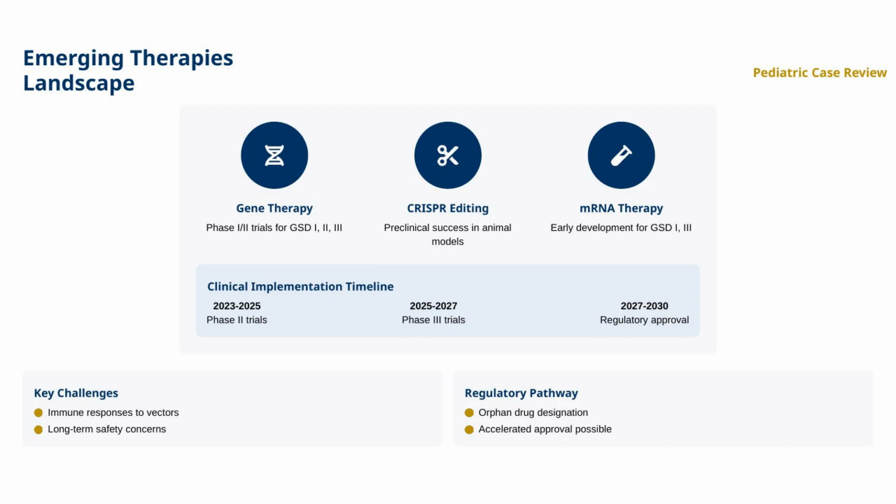The clinical implementation timeline suggests phase 2 trials from 2023 to 2025, phase 3 trials from 2025 to 2027, and potential regulatory approval between 2027 and 2030. Key challenges include immune responses to vectors and long-term safety concerns, while regulatory pathways may benefit from orphan drug designation and potential for accelerated approval.